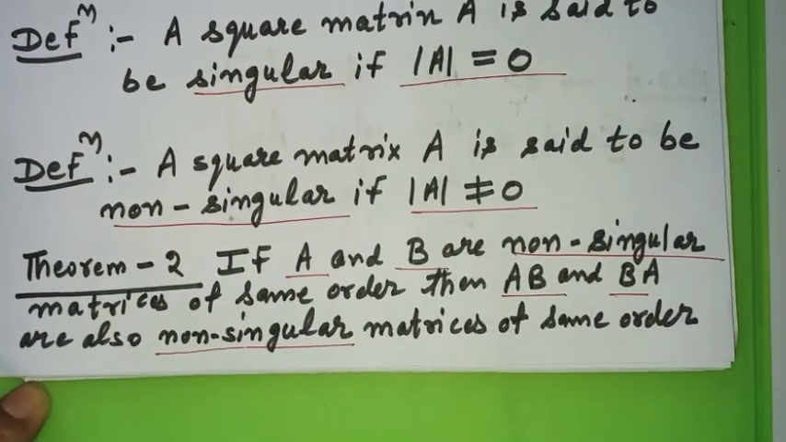And what is theorem 2? Theorem 2 says if A and B are non-singular matrices of the same order, then AB and BA are also non-singular matrices of the same order. So if A and B are non-singular and they are of the same order, of course they are square matrices, then AB and BA are also non-singular matrices of the same order.